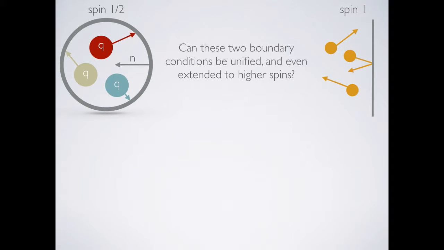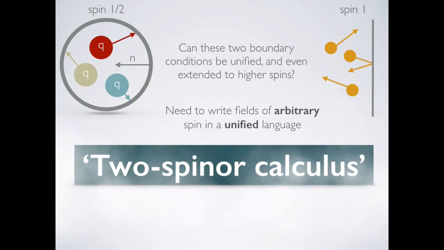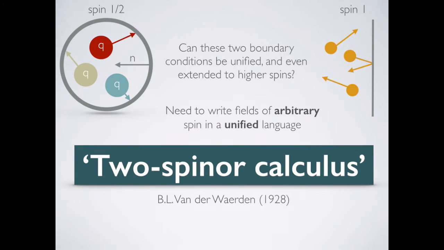Since these two boundary conditions are physically similar, it is natural to ask if they can be unified or even extended to higher spins. To do this, we need to write fields of arbitrary spin in a unified language. The approach we use here is the two-spinor calculus, introduced by Bartel Leendert van der Waerden in 1928. This makes use of the fact that the Minkowski inner product can be represented using Hermitian matrices.